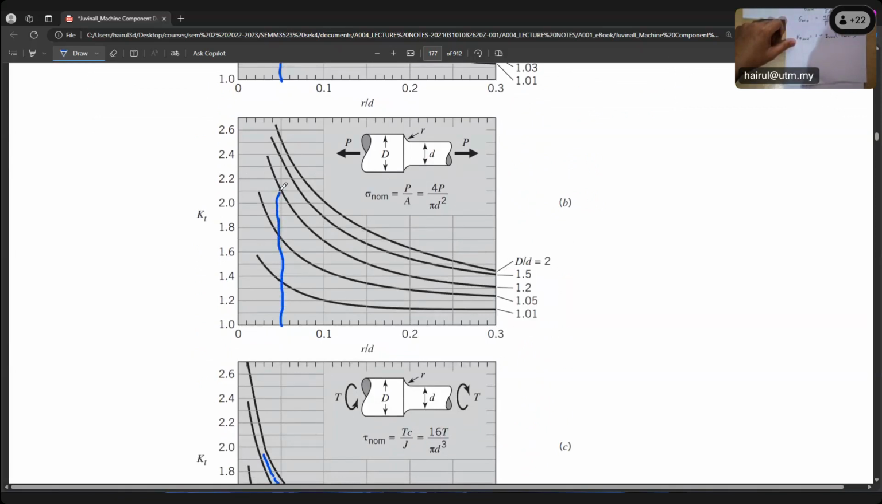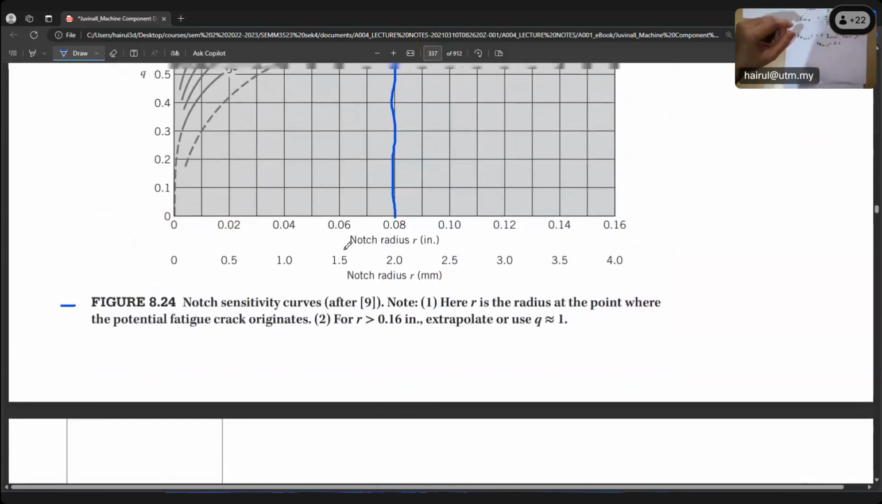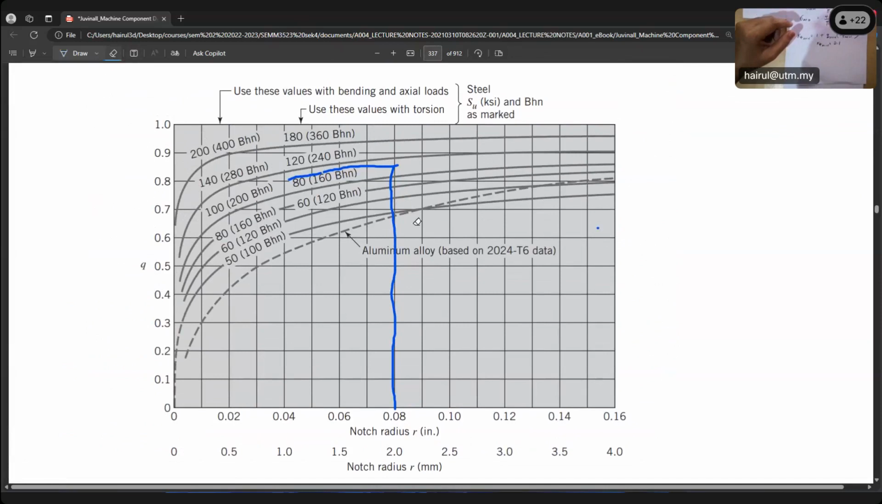So this is 2 point what? 2.1, right? Can you see, class? Are you watching? 2.1. So this one is KT, not the band. Axial is 2.1. Alright. What about the Q? Notch sensitivity 337. Okay, 337. Okay. What do we use for axial?